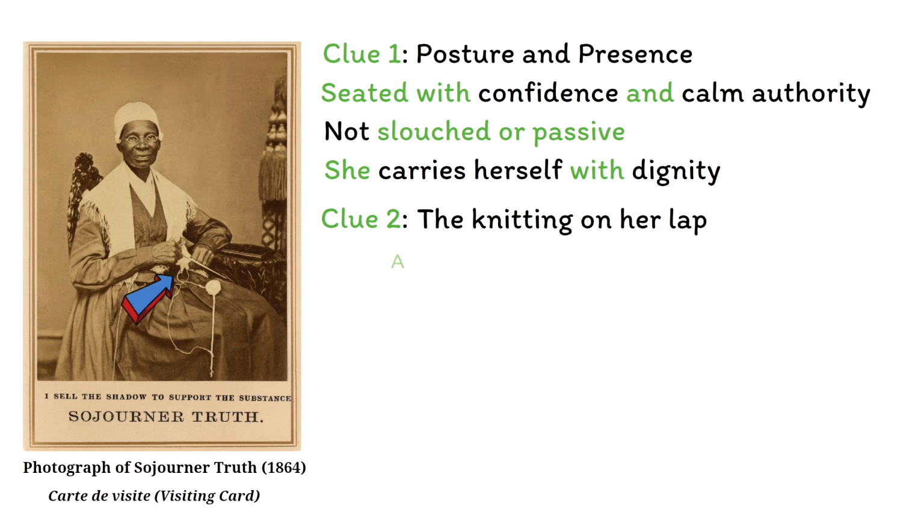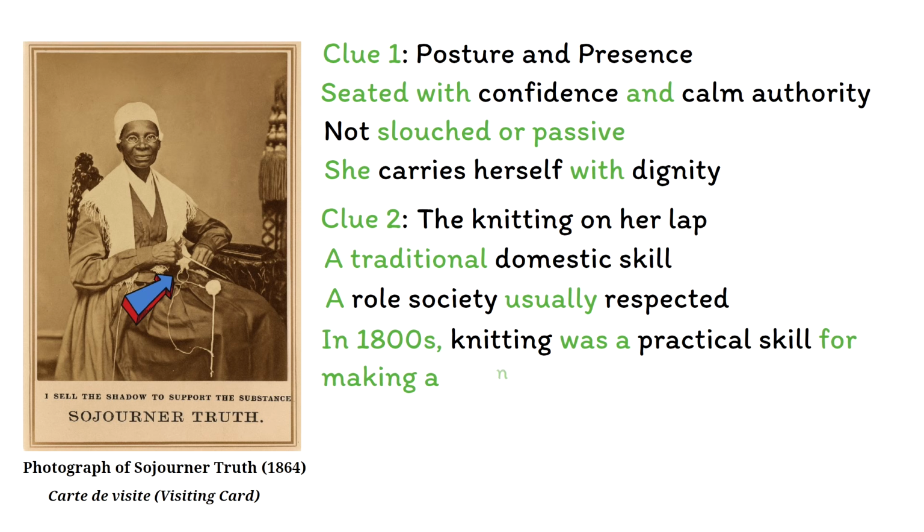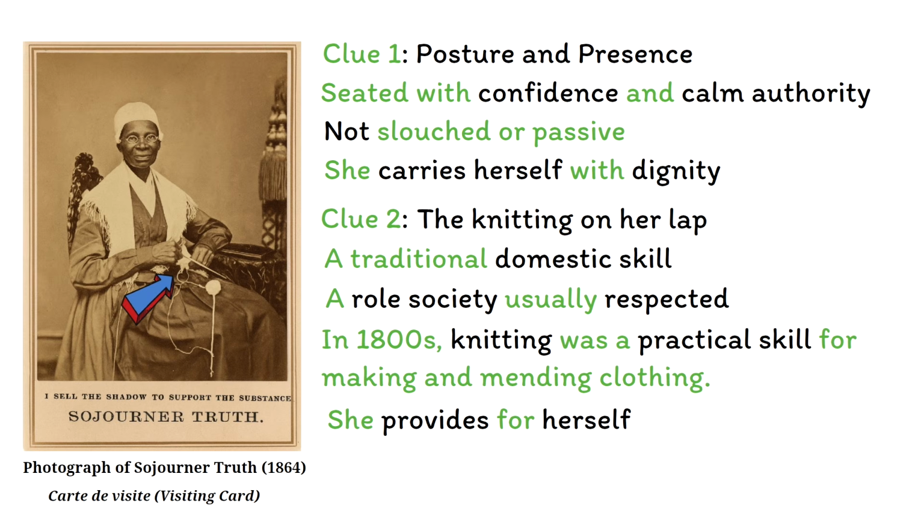She is seen holding a traditional domestic skill. This tells us she's visually claiming her place in womanhood through a role that society usually respected. In the 1800s, knitting wasn't just a hobby, it was a practical skill for making and mending clothing. Thus, the knitting in her lap tells us she's not sitting idly. She's actively doing something useful, which shows she takes care of her own needs.